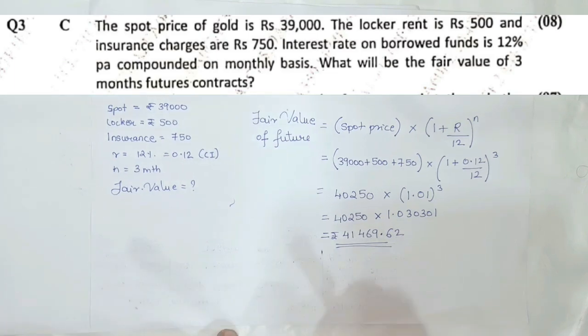So this is how you all had to solve the problem sum based on fair value. I hope everyone has understood. Very simple: just note down the data and the formula and substitute in the formula. Go through it once and then we'll jump to the next sum.